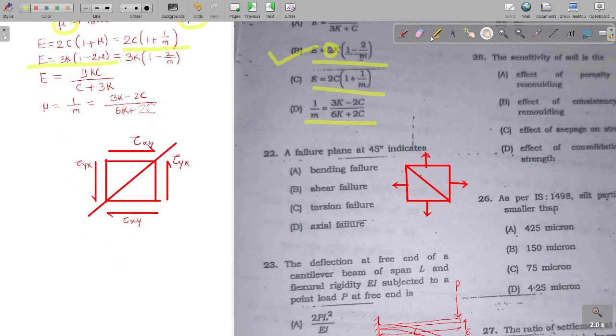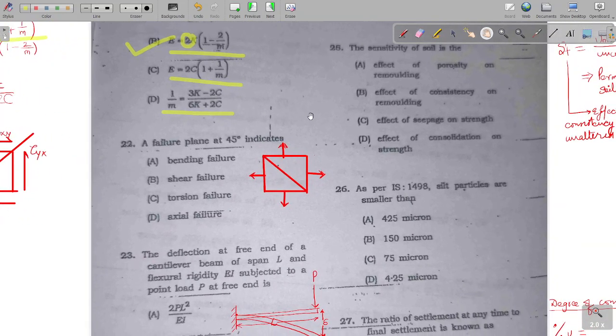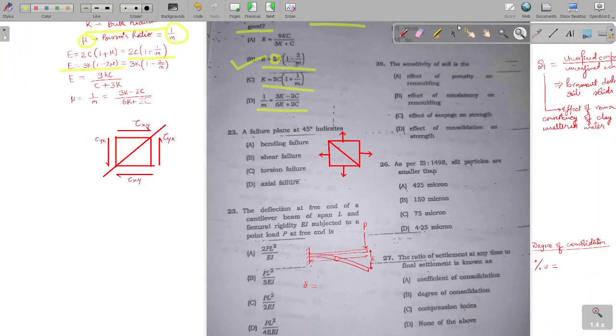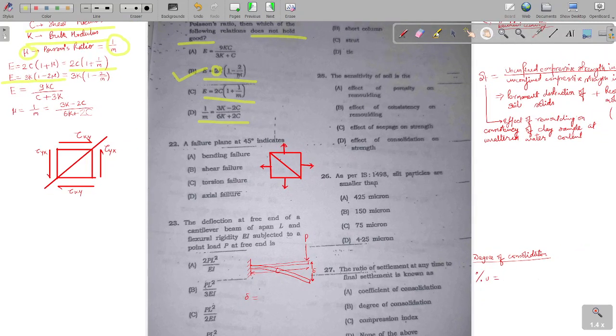Then comes our next problem. The failure plane at 45 degree indicates what? Okay, so let's see what the failure plane at 45 degree indicates. This problem has somewhat of a fault in it. It does not tell about the type of material, whether it is a ductile material or a brittle material, and the type of loading.